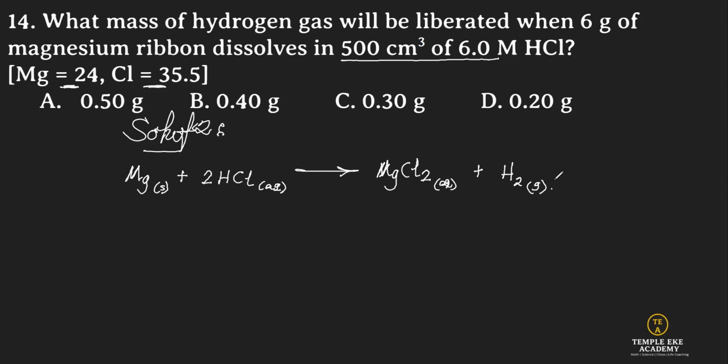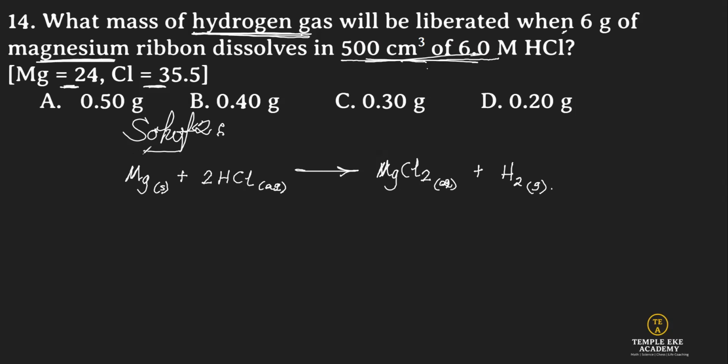And now 3 substances are mentioned. What mass of hydrogen gas? Number 1, hydrogen gas. Let's take note of that. Will be liberated when 6 grams of magnesium ribbon, magnesium, number 2, dissolves in 500 cm³ of 6 molar HCl, number 3. So there are 3 substances here, and this is the feature of the limiting reactant problems.